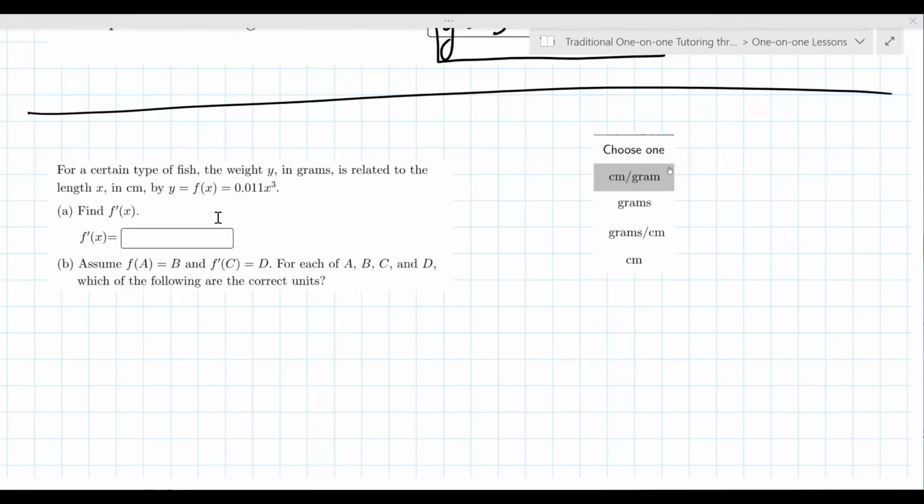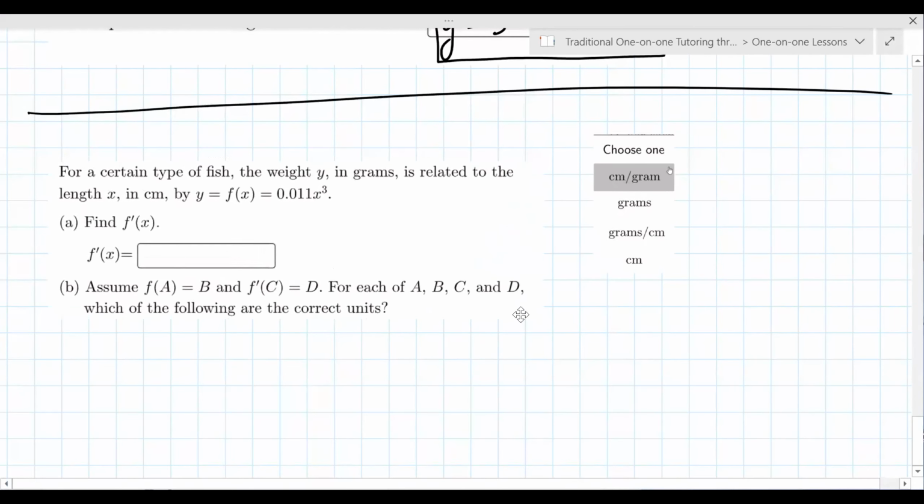Okay, so the first question, part A, is to find the derivative. This decimal is no big deal. You have to be comfortable with decimals and fractions. You don't know what you're going to see. The derivative is 0.011. That 3 comes down, so times 3, x to the 3 minus 1 power. So that becomes 0.033x squared.